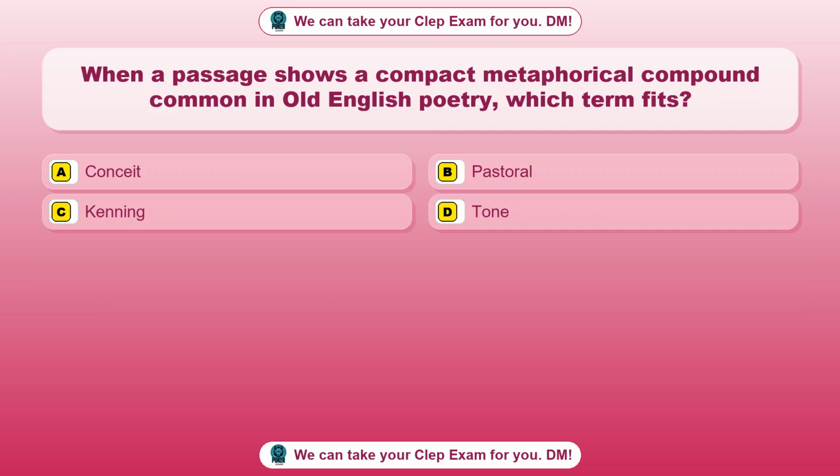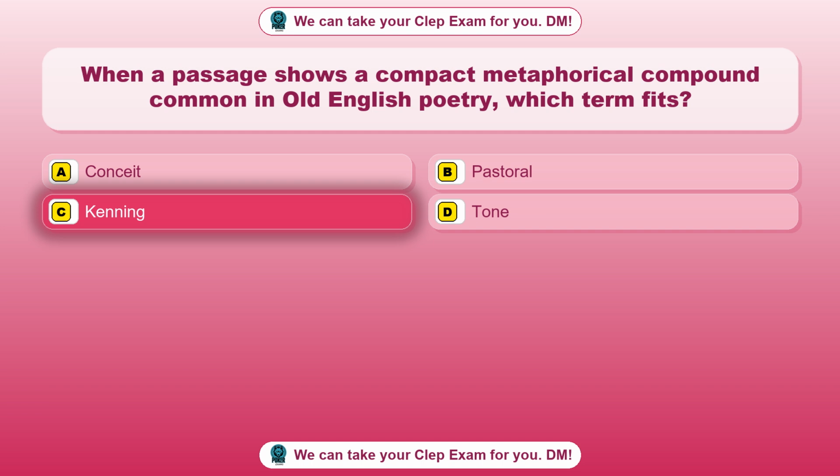Question 39. When a passage shows a compact metaphorical compound common in Old English poetry, which term fits? Option A, conceit. Option B, pastoral. Option C, kenning. Option D, tone. The correct answer is option C, kenning.